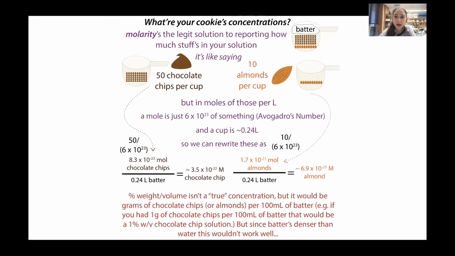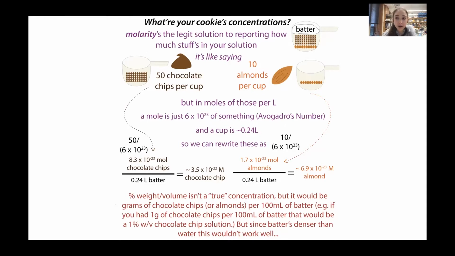But what about that whole percent weight volume thing? That would mean grams of chocolate chips or almonds or whatever per 100 milliliters of batter. So if we have 1 gram of chocolate chips per 100 milliliters of batter, that would be a 1% weight volume chocolate chip solution. But since batter is denser than water, this wouldn't work well. And it never really works well anyway. Sorry, I really don't like percent weight volume, if you hadn't noticed.